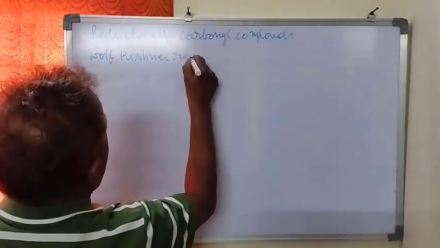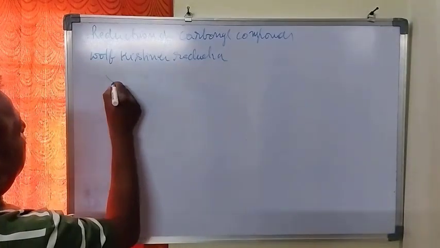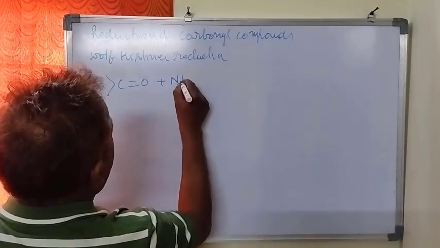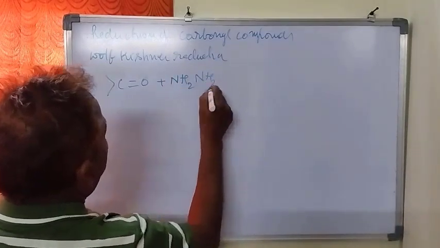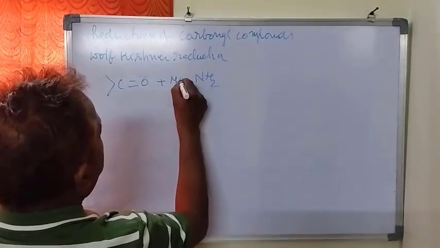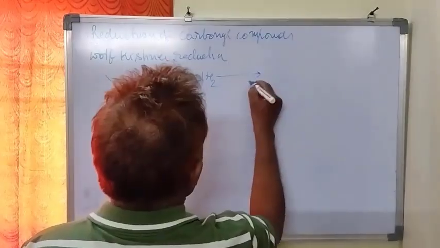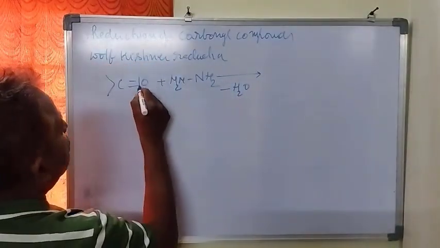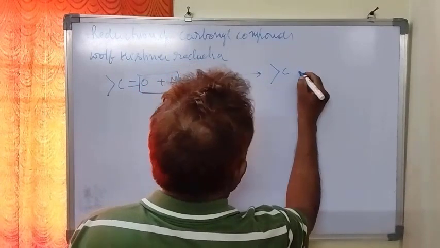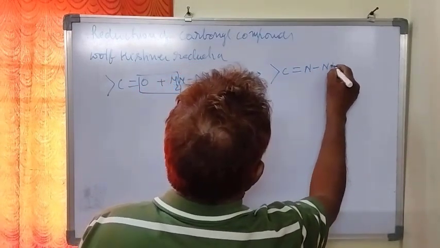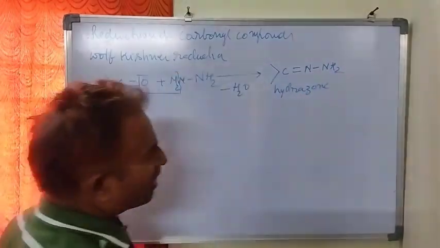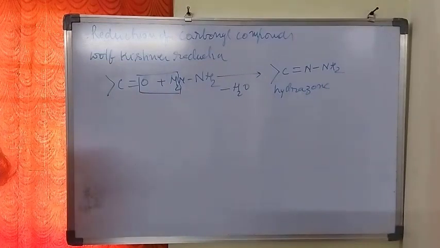Wolff-Kishner reduction. In Wolff-Kishner reduction, this is the carbonyl compound. This carbonyl compound is treated with hydrazine, NH2NH2. Let us write this NH2NH2 in this manner, H2N NH2. We get water removed here. Therefore this O and this hydrogen is removed as water, and we get C double bond N NH2. What is this substance? Hydrazone. If hydrazine combines with a carbonyl compound, the resulting substance is hydrazone.